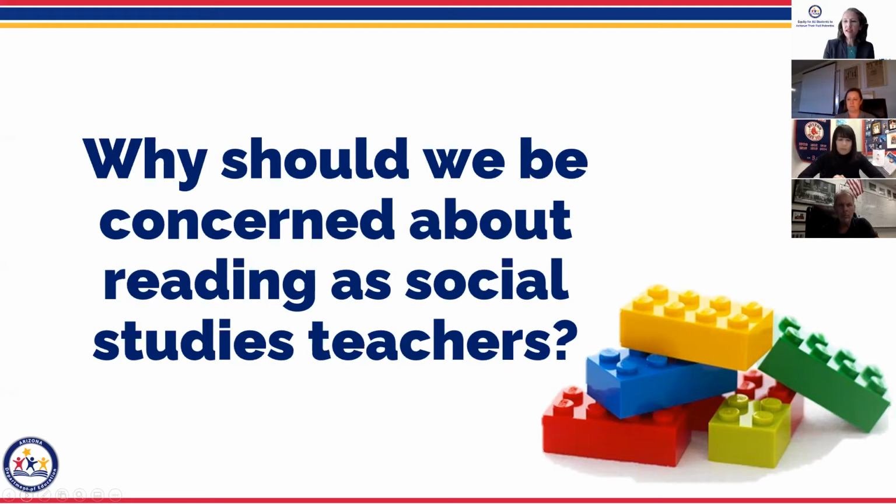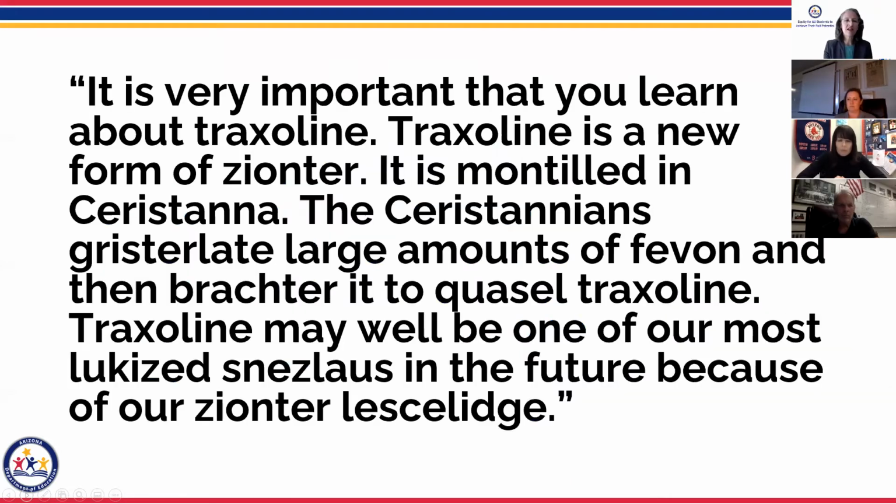So I have a little activity here from Judith Lanier from Michigan State University. I have a text for you. It says, it's very important that you learn about Traxylene. Traxylene is a new form of Zianter. It is monotilled in Serostana. The Serostanians gristillate large amounts of Fevon, then bracter it to quasal Traxylene. Traxylene may well be one of our most Leuci sneeze loss in the future because of our Zianter lessilage.